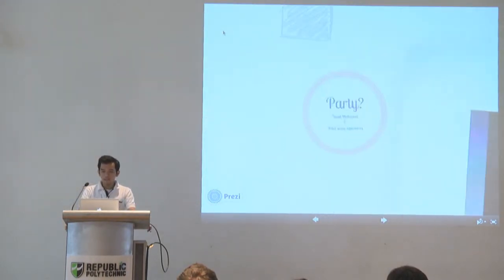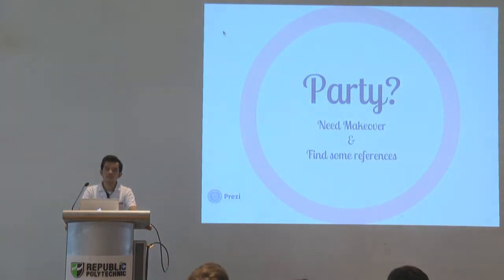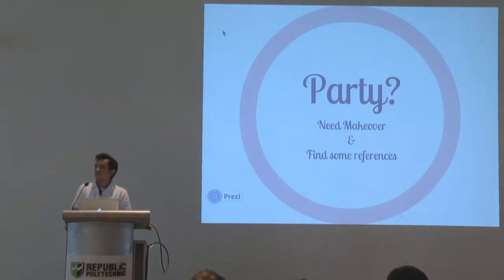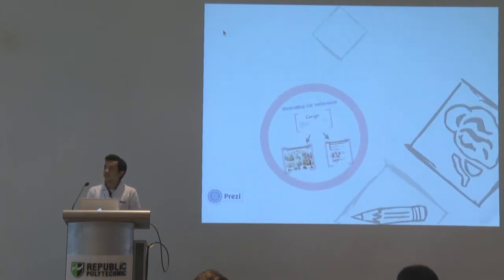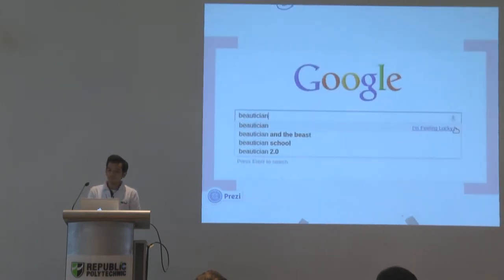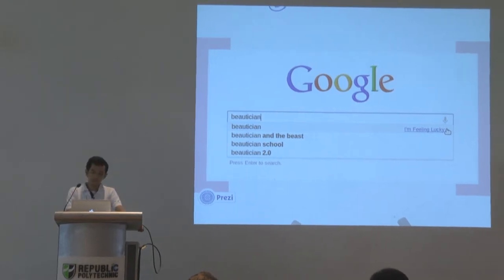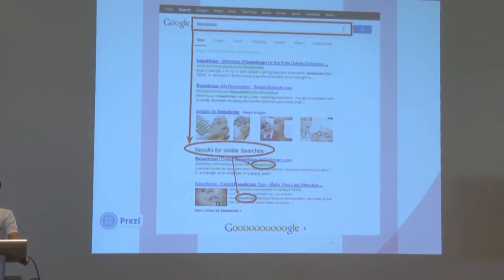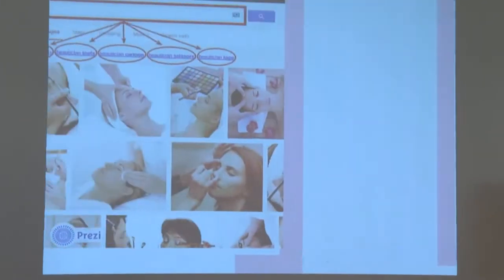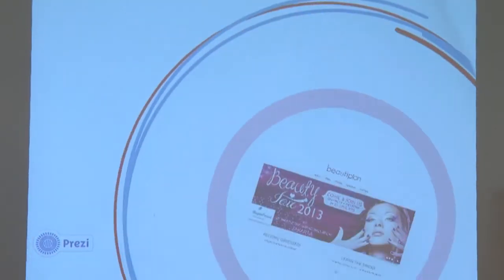Let's start with a simple illustration. When ladies want to go to a party, they usually need some reference for their makeover. At this point, maybe they don't know yet what kind of makeover they want to do. So the first, or maybe the easiest, thing that they will do is search for a beautician on Google. With hope they will get some reference for their makeover from the beautician blogs or websites. But unfortunately, they only get unrelated results all over the pages. And that's why Beauty Plan is born.